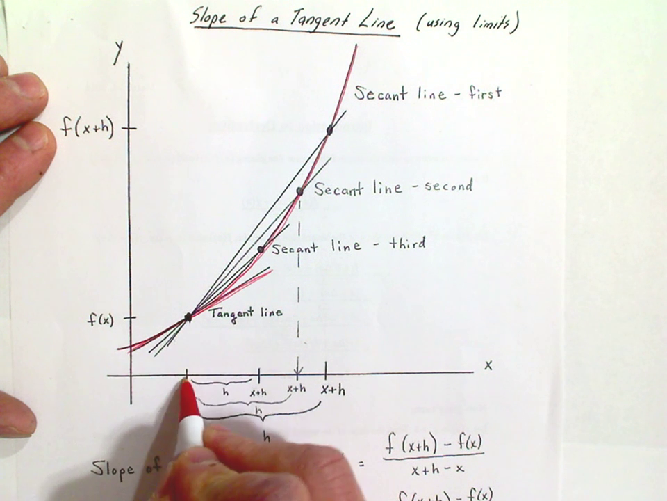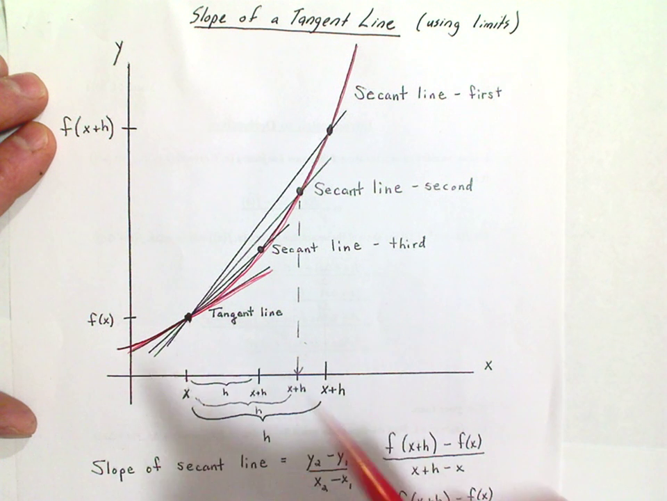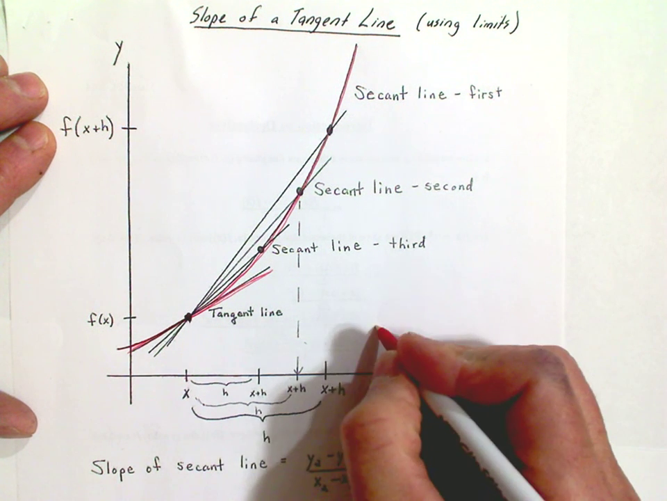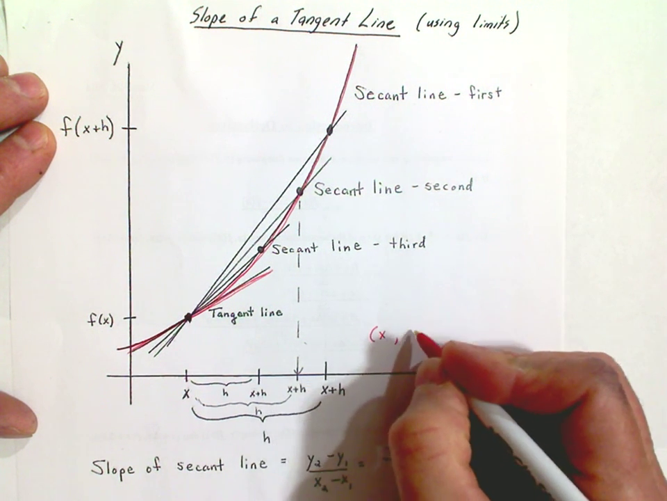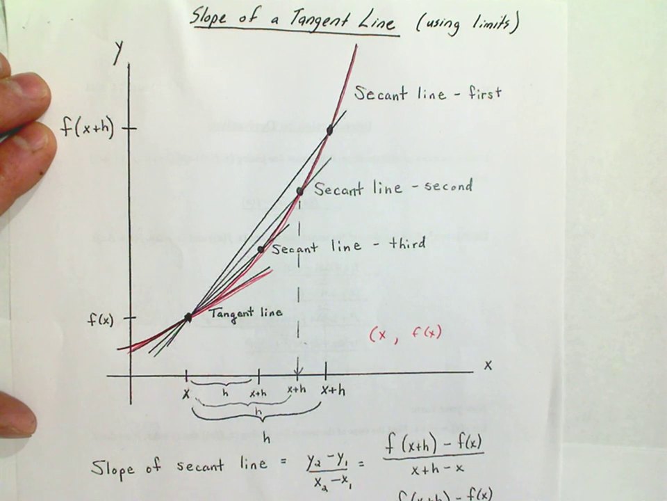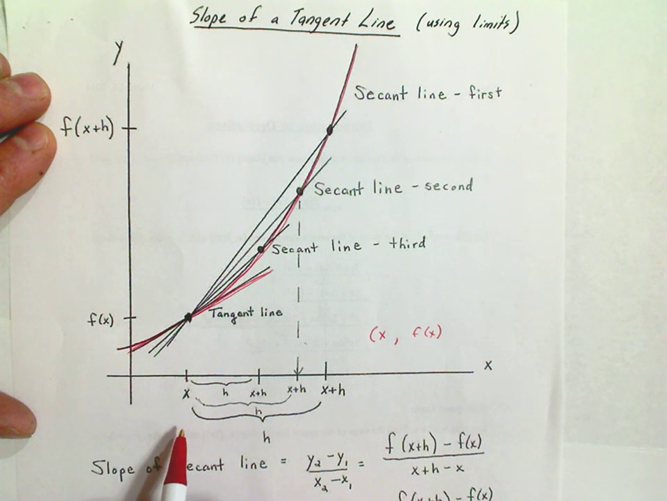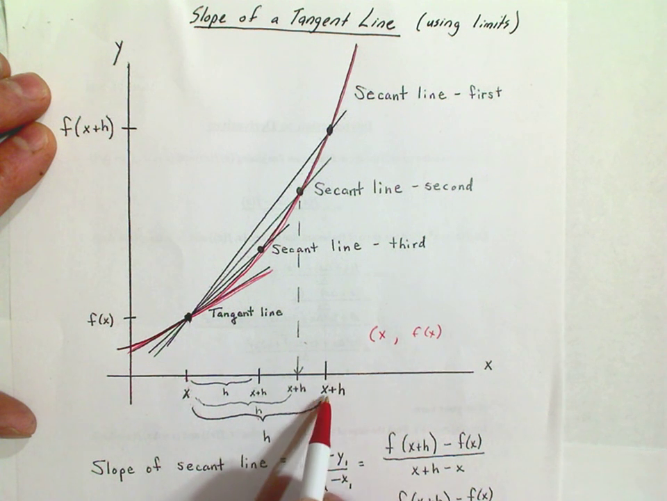So I choose this point, which would be the point x, f of x. That would be one of my points. But then I need another point, because in order to find slope, I need to have another point. So for my second point, I'm going to choose some point, and remember we were doing x plus delta x, or x plus h. Let's say that h value, what I'm going to add to x, is right here.